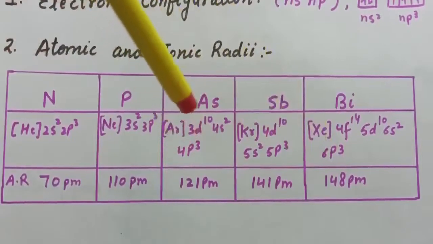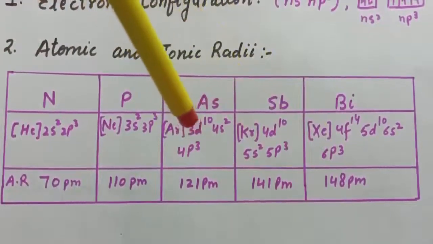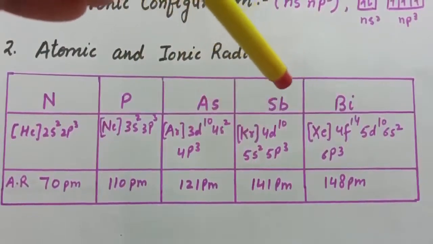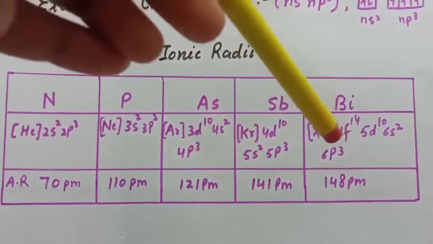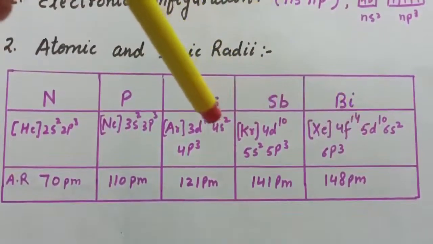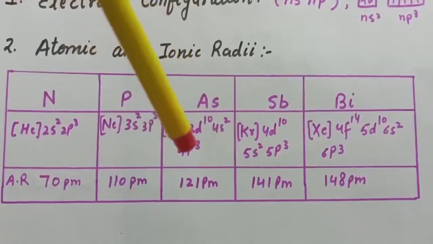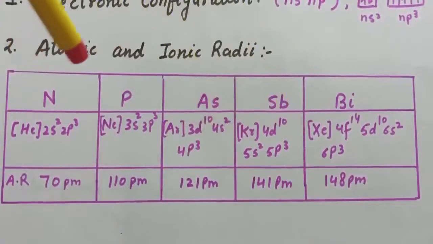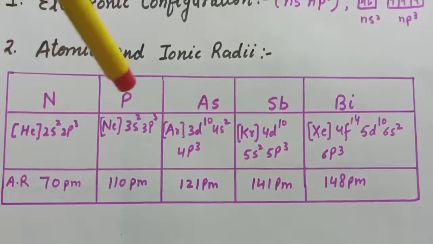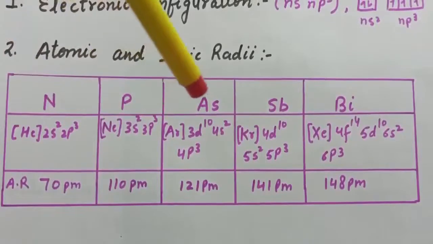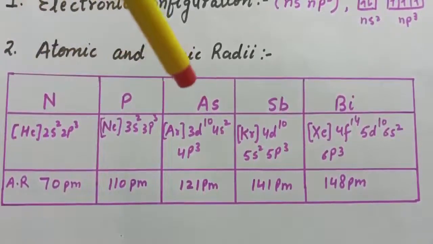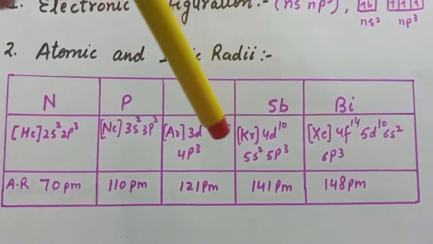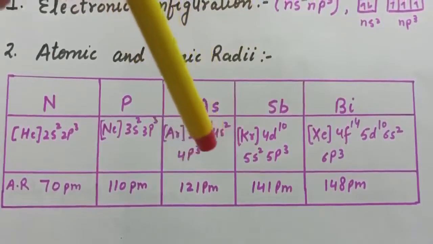But when we move from arsenic to antimony, here we have d electrons in arsenic as well as in antimony. But when we move from antimony to bismuth, we have f as well as d electrons. So therefore the increase in radii is less in these elements. So the general trend is, when we move from nitrogen to phosphorus and from phosphorus to arsenic, the atomic radii will increase, but the increase from arsenic to bismuth is less because of the presence of these d and f electrons.